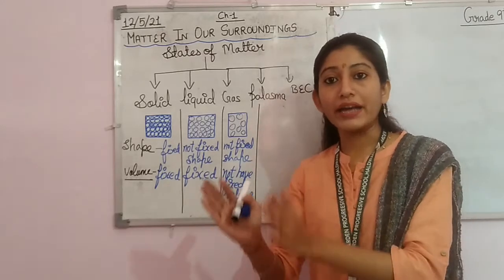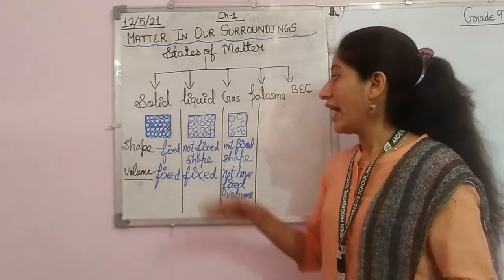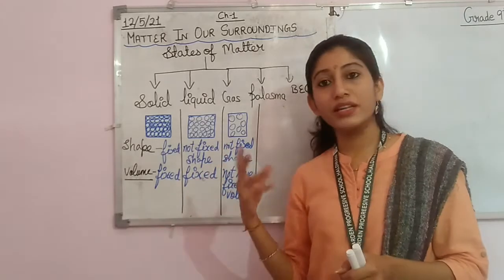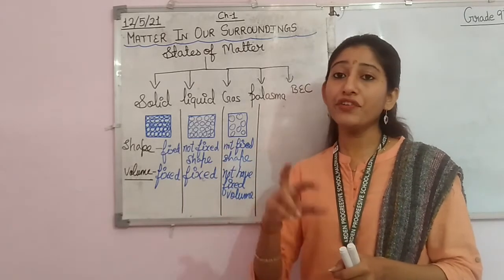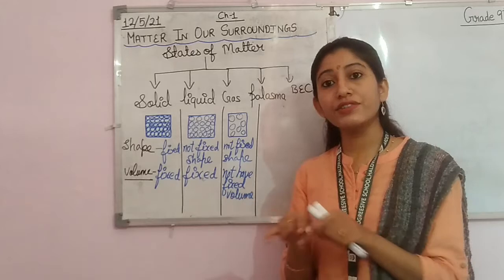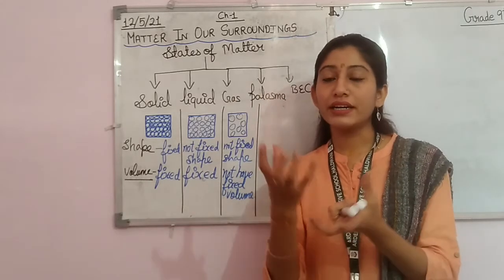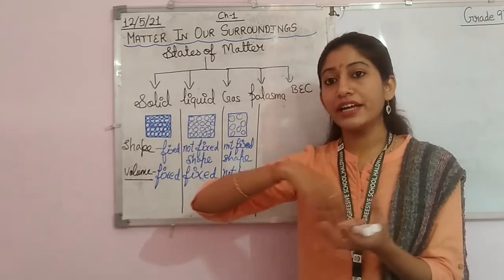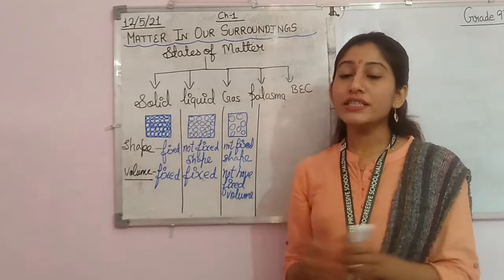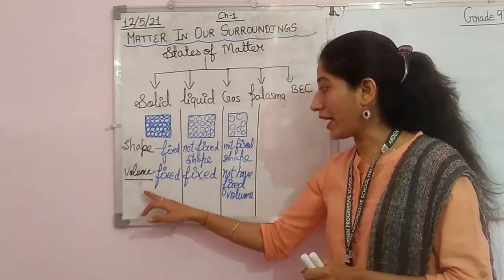They occupy the shape of the container, and the same thing happens with liquids also. If you pour the liquid into a glass, it will definitely take the shape of the glass. If we pour it into a ball, it will definitely take the shape of the ball. So these are the things related to shape and volume.